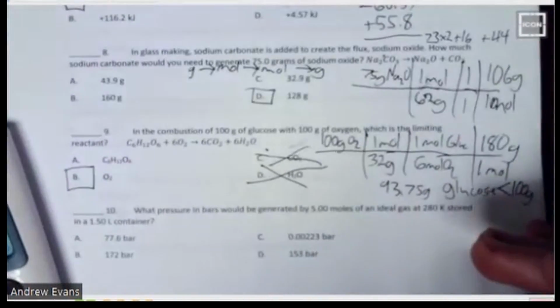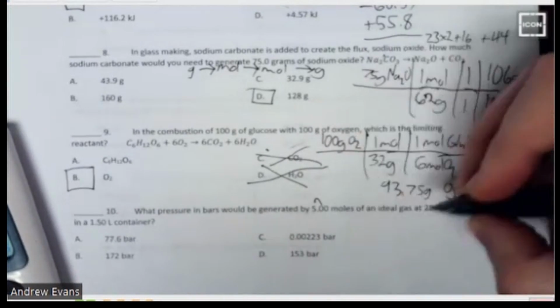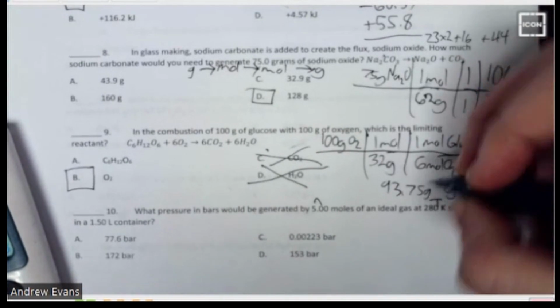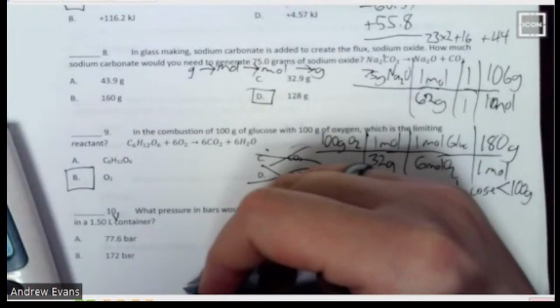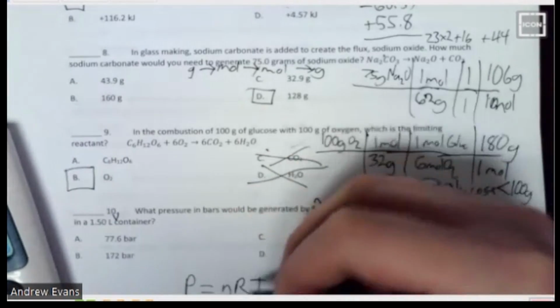What is the pressure in bars that would be generated by 5 moles of ideal gas at 280, so we're going to a 1.5 liter container. So P equals nRT over V.